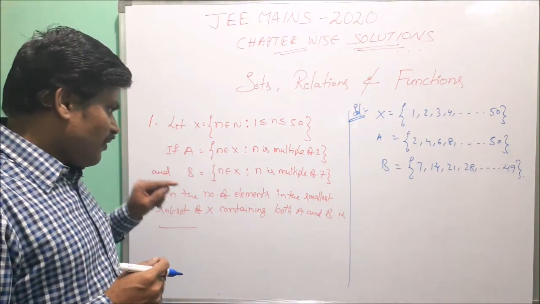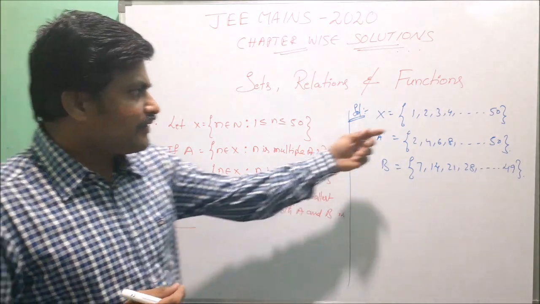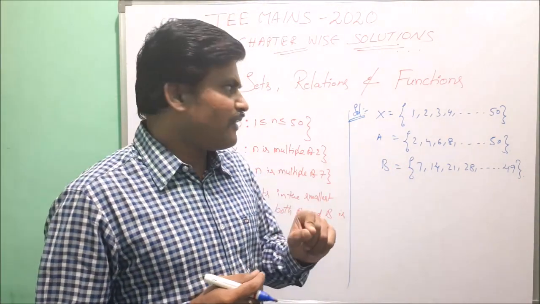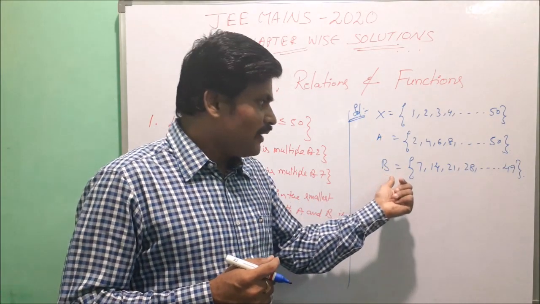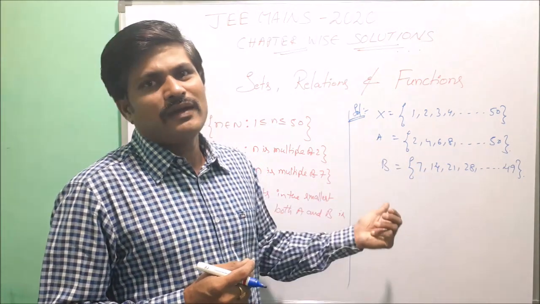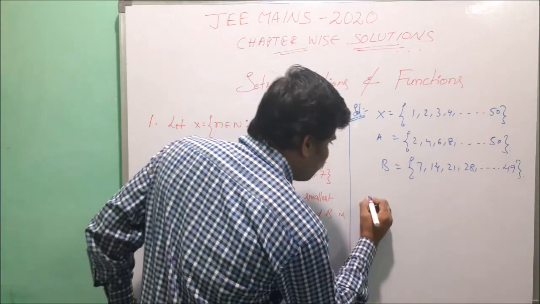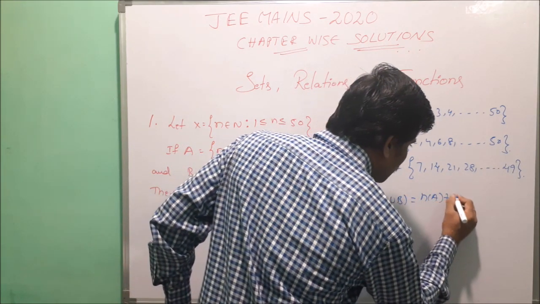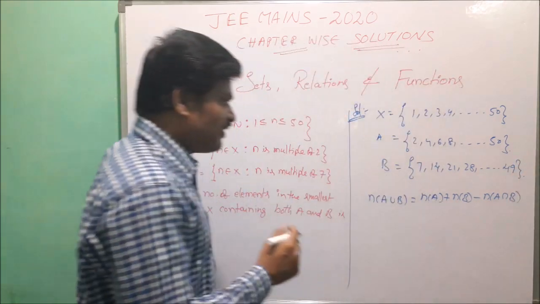Now find the number of elements in the smallest subset of X containing both A and B. Now containing the elements of both the sets A and B. Now here first we find the number of elements from the set A, the number of elements from the set B, and similarly the number of common elements from both the sets A and B. Now here we use the formula n of A union B equals n of A plus n of B minus n of A intersection B. This is our formula.